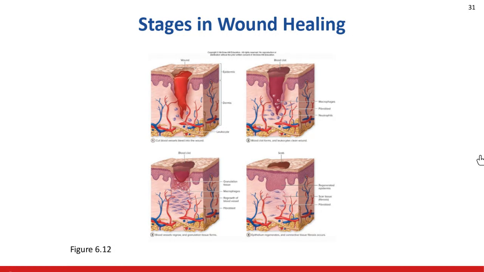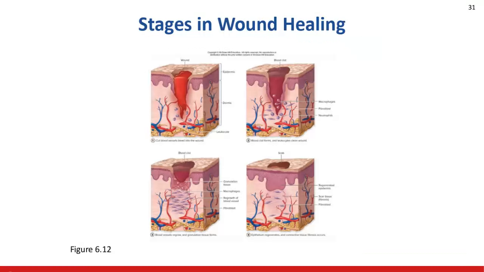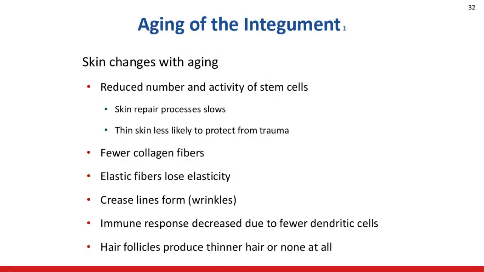Then our last stage, the epithelium has regenerated itself, and down below it we are going to see connective tissue fibrosis, that's scar tissue, occur. So you can see here in this picture, the epithelial tissue has fixed itself. Here's your little scab on top, and now down here we've got our fibrotic tissue, the scar tissue there. Okay. So you're going to go into this in a little bit more detail in 211.